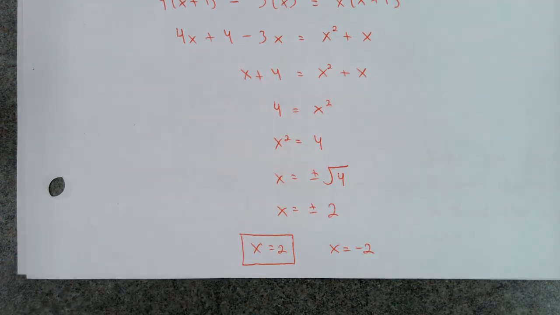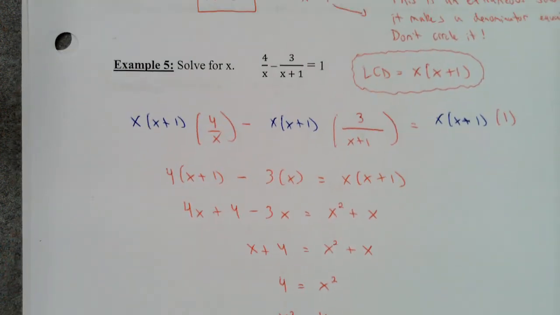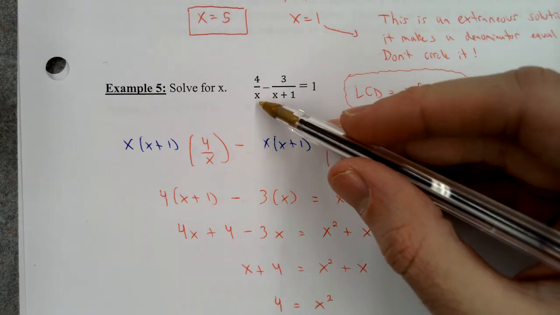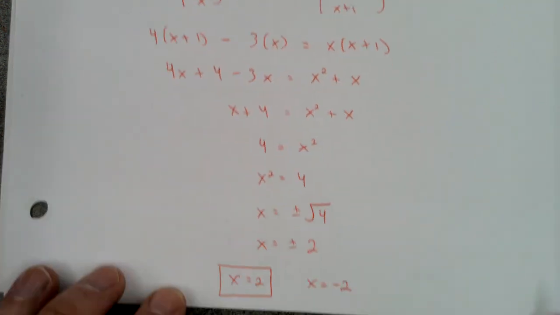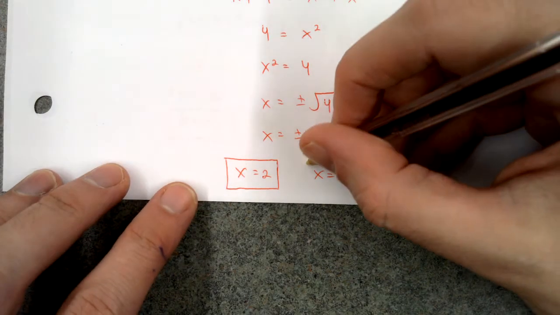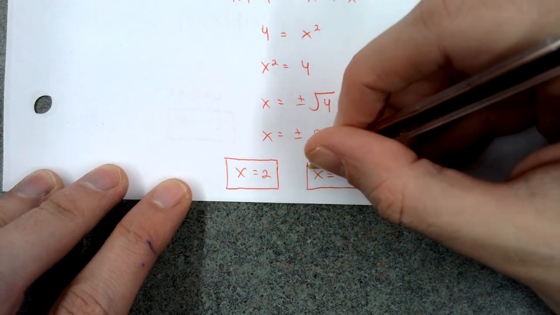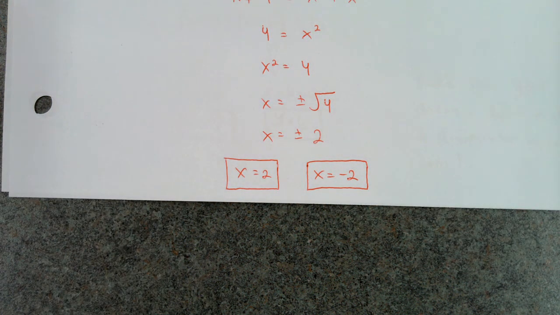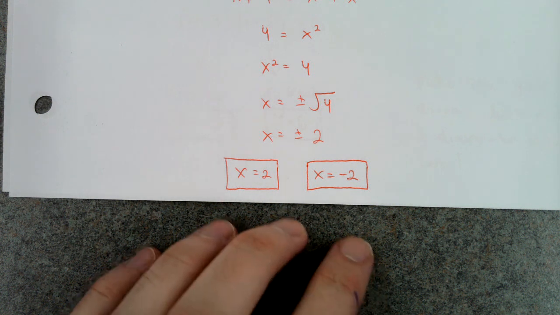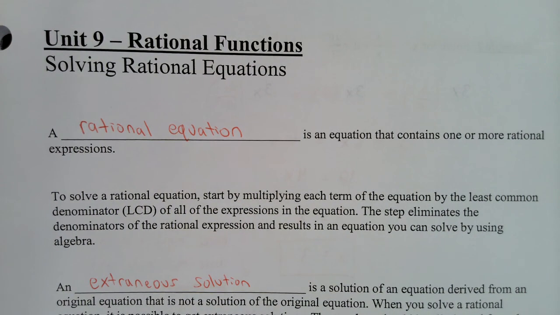x equals negative 2. Does that make any denominator equal 0? No, because this will be negative 2. That'll be negative 2 plus 1, which is negative 1. Neither one is 0. So this one actually works. If you want to check it, you can. But neither one is an extraneous solution, so I circle them both. So that's the end of that lesson. Solving rational equations.